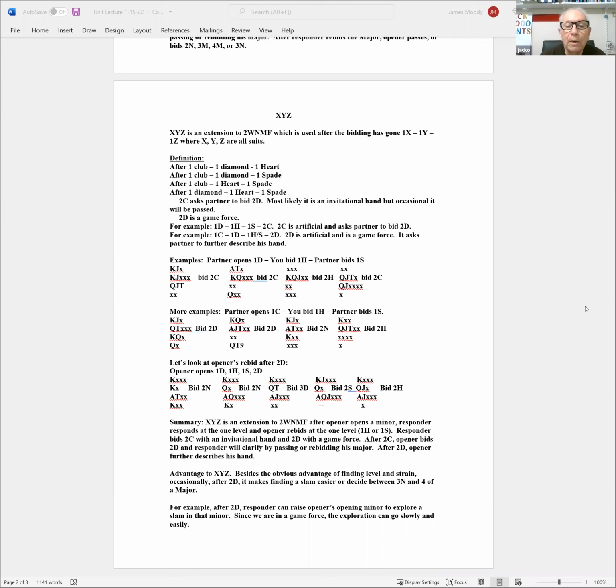So, for example, a diamond, a heart, a spade, 2 clubs. 2 clubs is artificial and that's part of it. 2 diamonds: a diamond, a heart, a spade, 2 diamonds; a club, a diamond, 1 heart or 1 spade, 2 diamonds. 2 diamonds is artificial and a game force. That's for partner to further describe his hand.